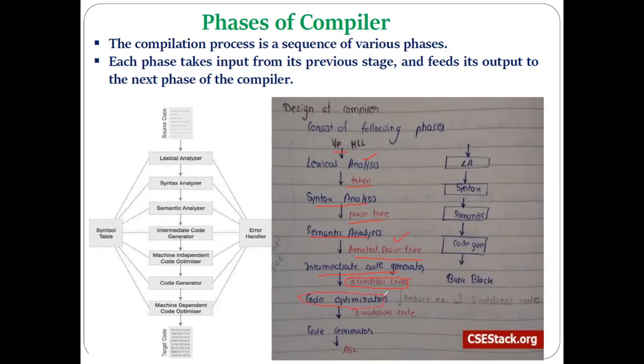Code optimization takes the input from the previous phase in the form of three address code, and tries to make changes in that code if possible, rearranging the code so that the efficiency can be improved and the program can be executed faster and within less space. Then the code optimizer gives whatever output is generated, in the form of three address code, to the next phase of the compiler, the code generator.